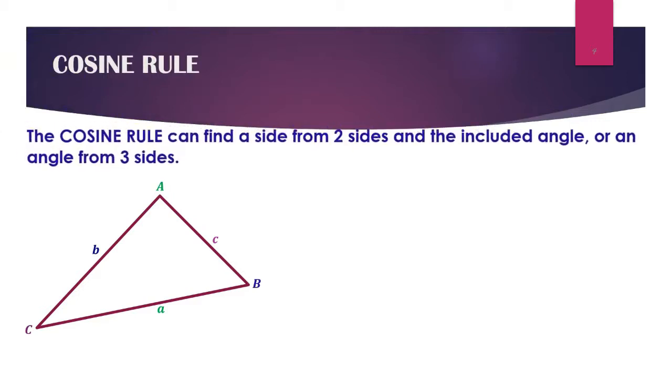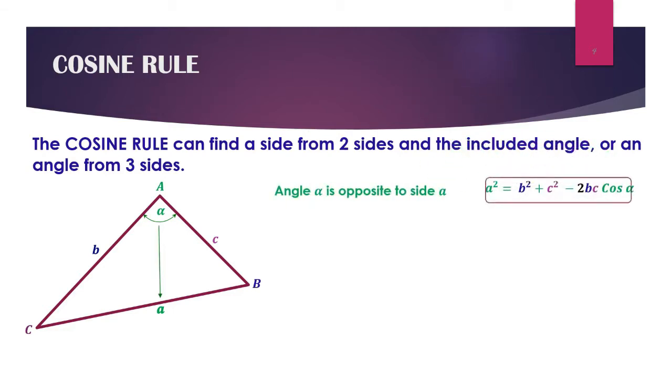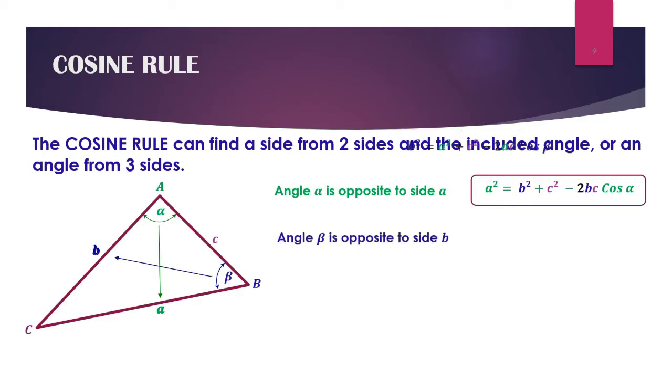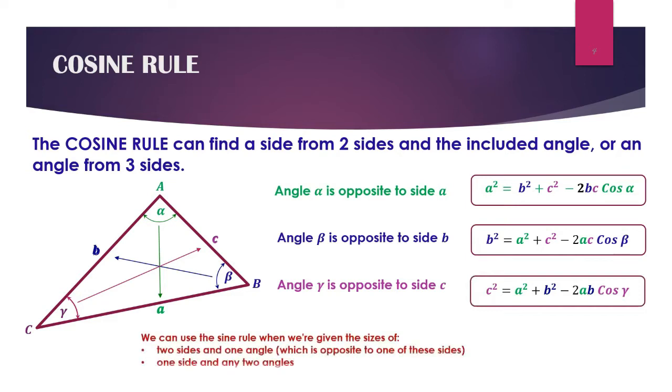Okay, so let's go to the cosine rule. The cosine rule can find a side from two sides and the included angle, or an angle from three sides. Look at the diagram. a is opposite to angle alpha. So the cosine rule is a squared equals b squared plus c squared minus 2bc cosine alpha. Next, angle beta is opposite to side b. So the cosine rule is b squared equals a squared plus c squared minus 2ac cosine beta. And the last, angle gamma is opposite to side c. So the cosine rule is c squared equals a squared plus b squared minus 2ab cosine gamma. I think that's very clear. Okay, that's about the cosine rule.